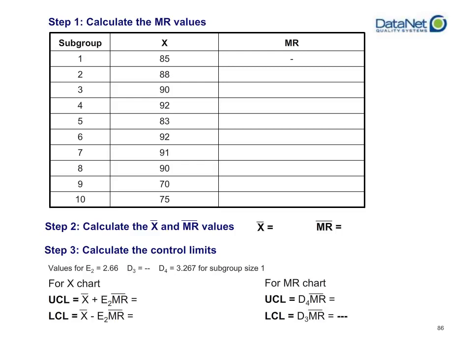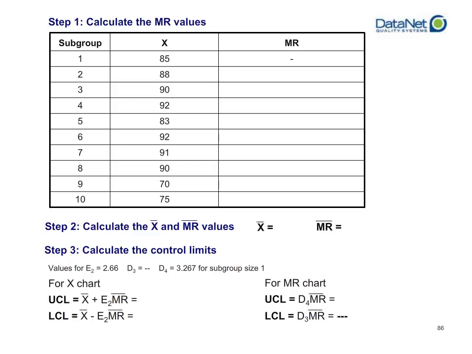Step 1, go ahead and calculate all of your MR values. Again, that's the point that you've just plotted versus the previous point that you plotted right before it on the X chart. And again, your first value for any X and MR chart is always going to be null. There is no real actual MR value for the first sample in an X and MR chart.